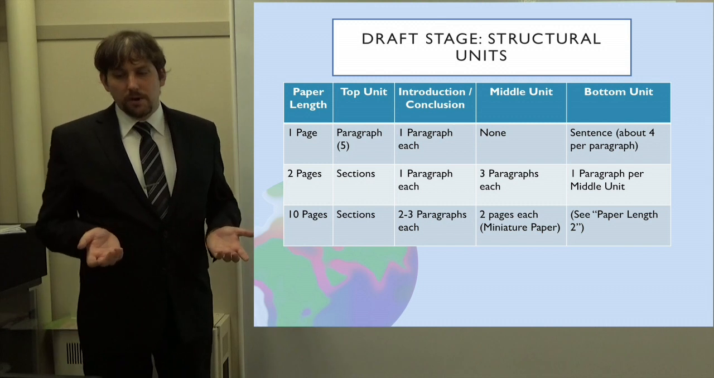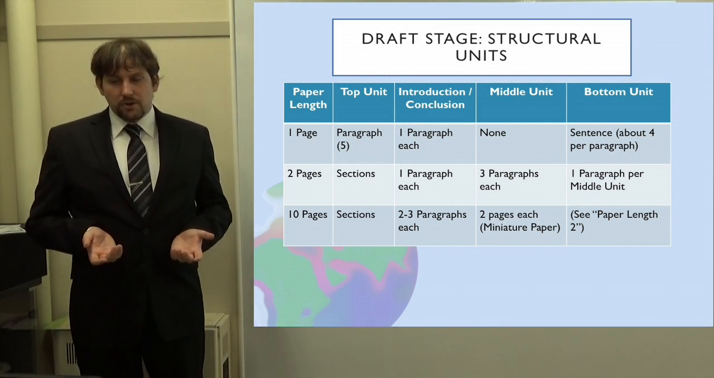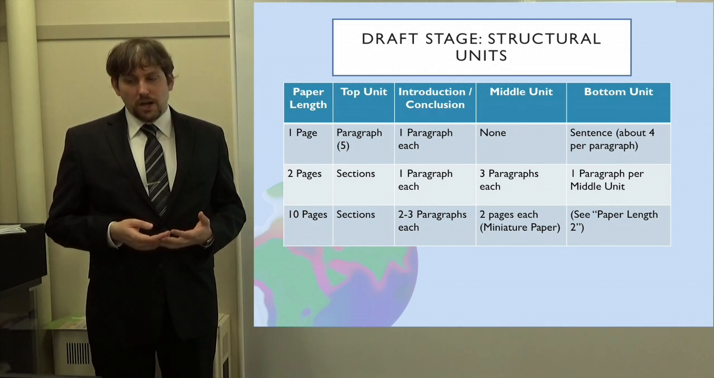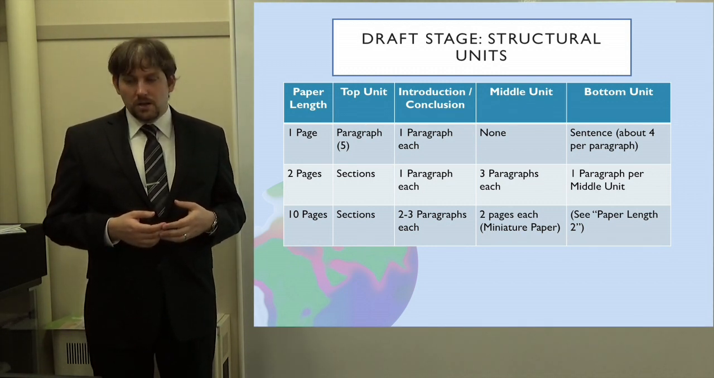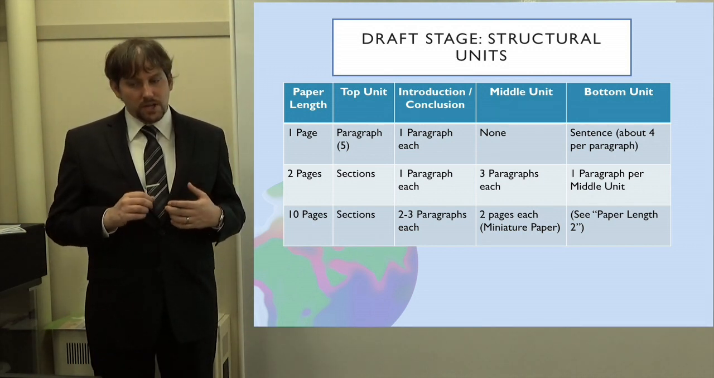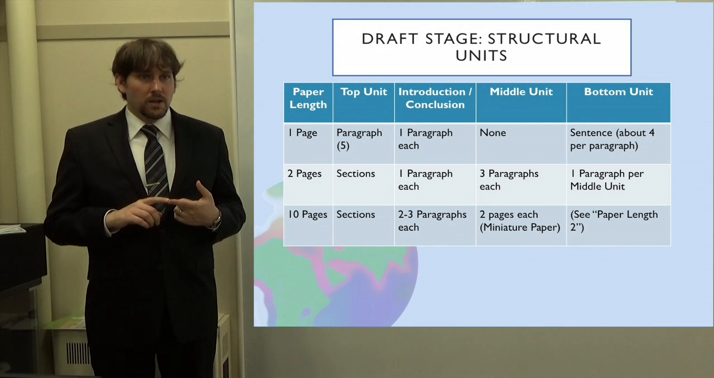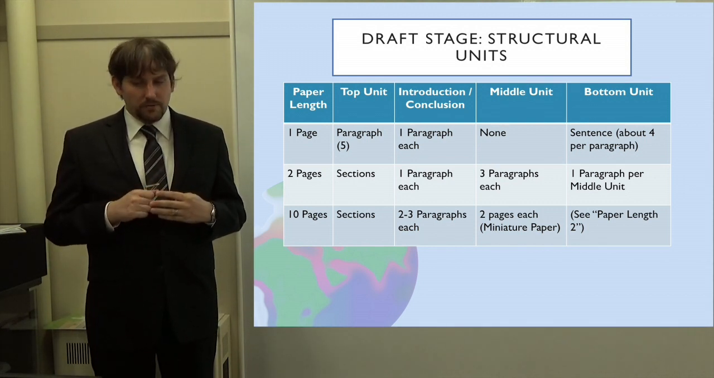So if we're writing a one-page paper, then the first paragraph is going to be the introduction, and we'll have 3 supporting claims which will each be a paragraph, and there will be no kind of middle level. And the smallest thing will be 1 sentence, and we'll have probably 4 sentences or so for each paragraph.